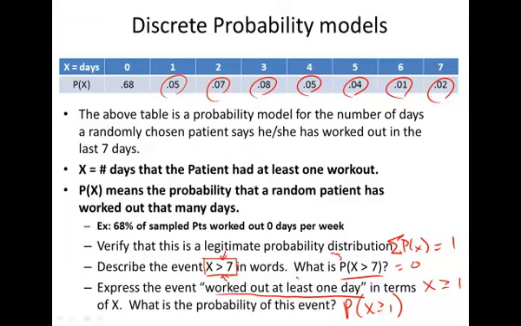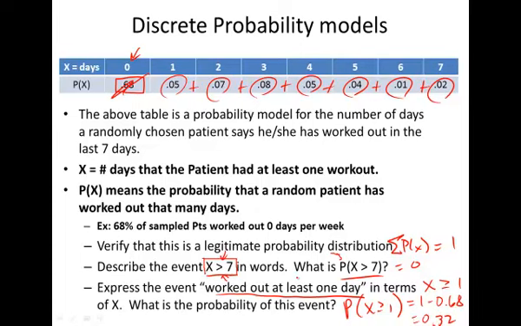calculating that directly, we could say, well, it would be the complement of the event that they didn't work out at all. So 1 minus 0.68 would give me 0.32. So if I was to add up all of these numbers, not including the 0.68, I should get 0.32. So in other words, 32%.